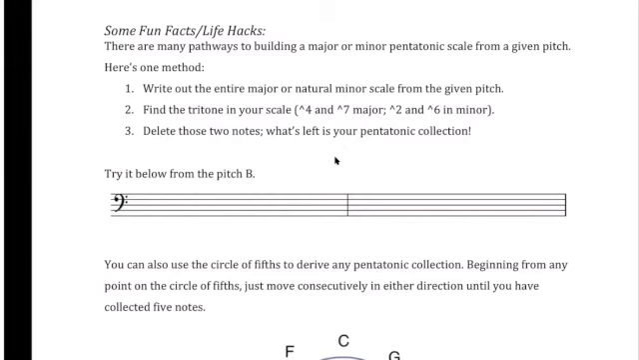So let's try it from the pitch B. Let's first build a major pentatonic scale from B. So the first thing I'm going to have you do is write out the entire major scale. Use accidentals for me. Don't use a key signature. So write out the B major scale to start.